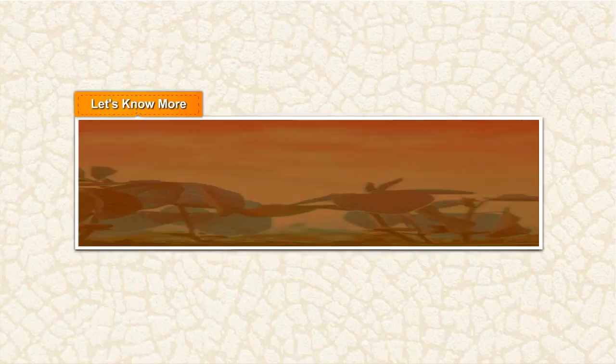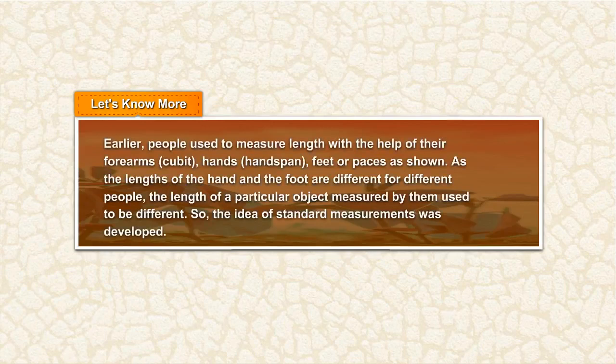Let's know more. Earlier, people used to measure length with the help of their forearms, cubit, hands, handspan, feet, or paces as shown. As the lengths of the hand and the foot are different for different people, the length of a particular object measured by them used to be different. So the idea of standard measurements was developed.